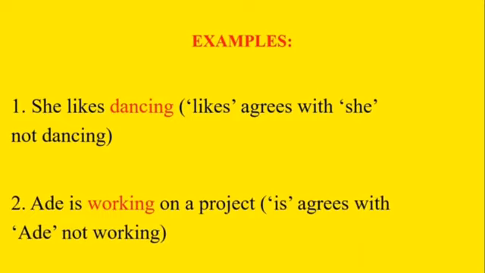Ade is working on a project. Is agrees with Ade, singular subject, singular verb. But working does not agree with Ade. So you cannot say Ade working. And you cannot say in example one, she dancing. That doesn't really make any sense. It is because there is no agreement between the subject and that verb. So such verbs are referred to as non-finite verbs.